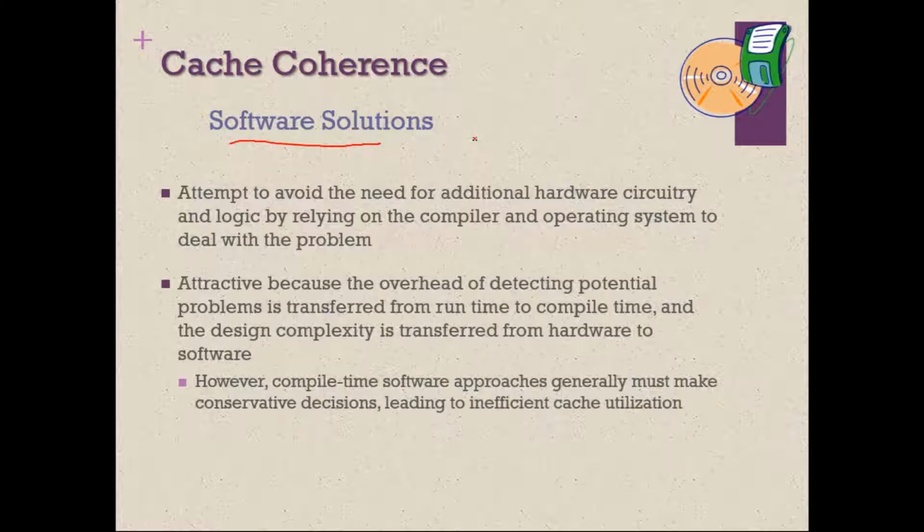It is really tough, but it can be done to a certain extent by using compilers and the operating system. When a program is getting executed, the compiler should predict which of these instructions may create a cache coherence problem, and the compiler should ensure that such instructions are not cached.